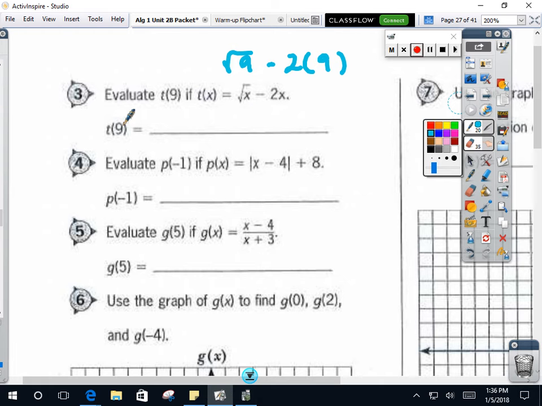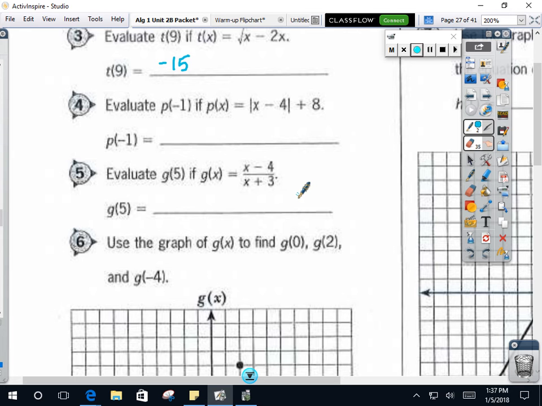Okay, what did you get when you input 9 into this function? And that is correct, negative 15. Okay, now, the reason they write it like this instead of y equals negative 15, they write it like this with t of 9. That way they know that the reason you got negative 15 is because your input was a 9. Okay, 9 is your input, negative 15 is your output. Now let's try number 4.